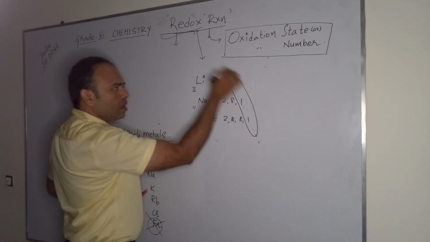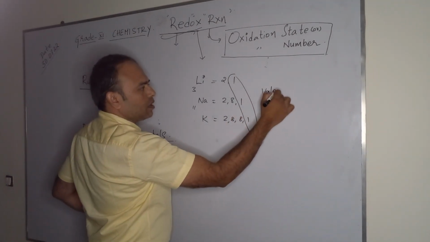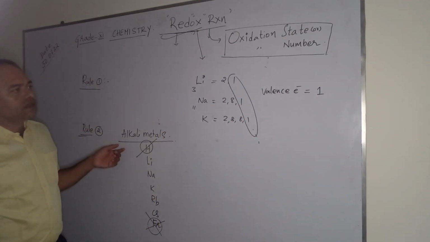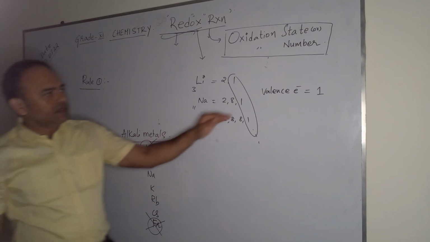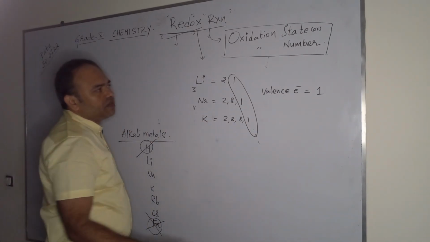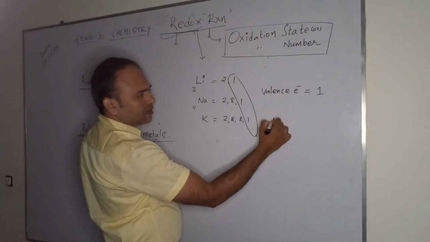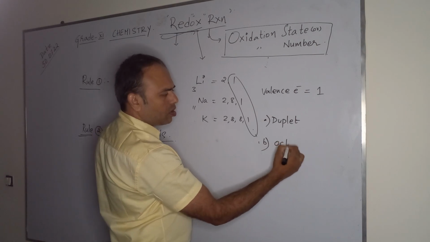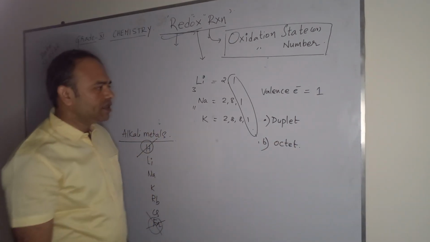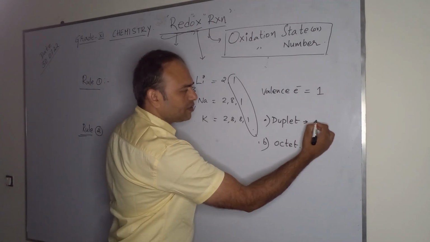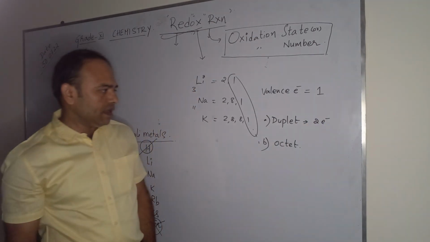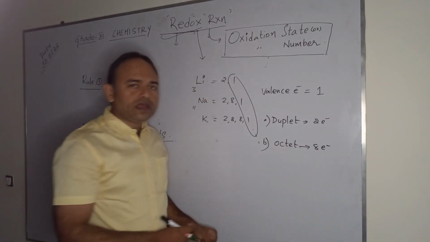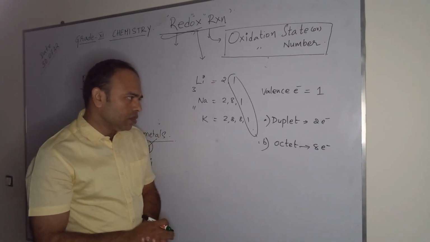What we understand here is that the valence electrons are 1. In the case of alkali metals, that is group 1 elements, the valence electrons are 1. So what you need to do to get stability is reach either a duplet configuration or an octet configuration. Duplet is nothing but double, that is 2 electrons in the outermost shell. Octet, oct means 8, therefore 8 electrons in the outermost shell. You should achieve either one.